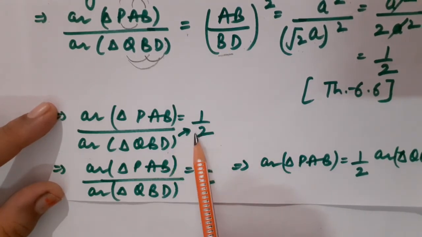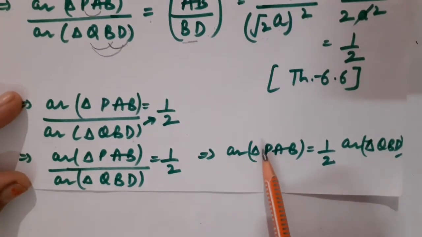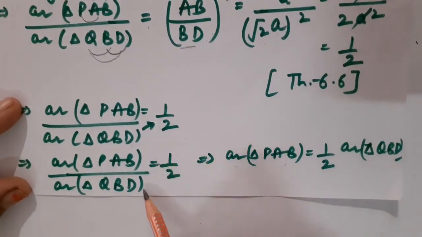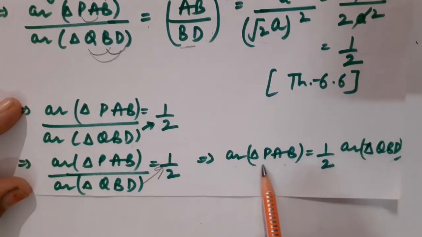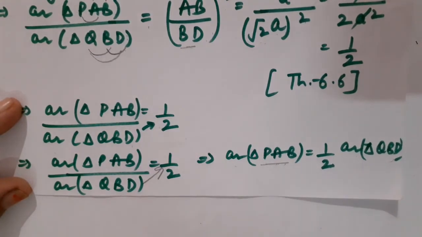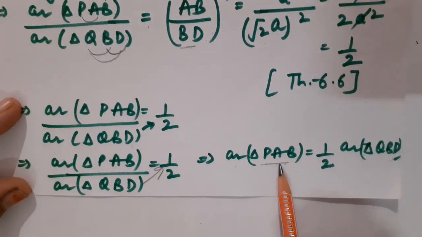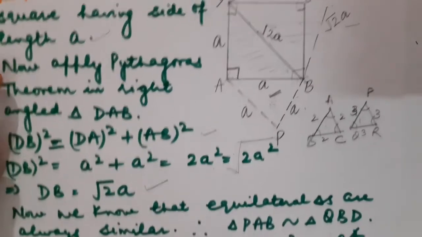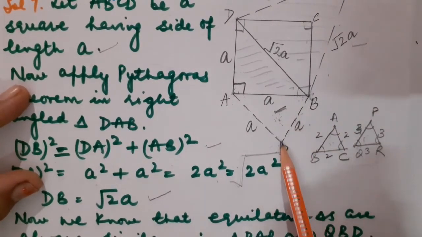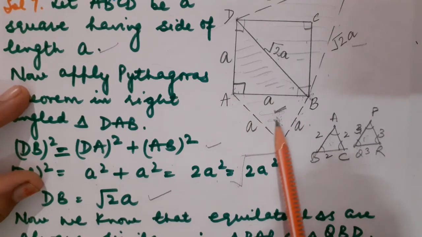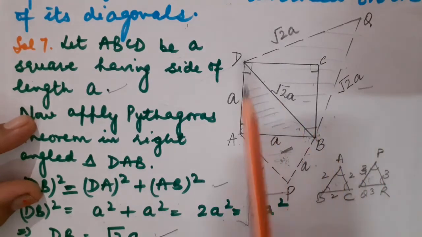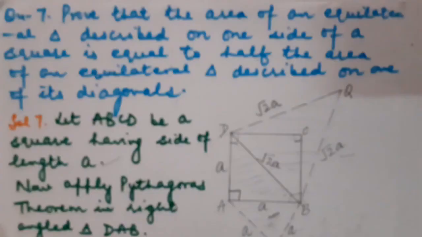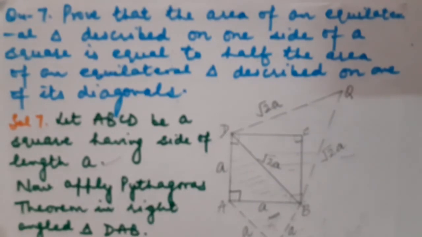Let us cross multiply. So while cross multiplying, I have got area of triangle PAB is half of area of triangle QBD. Let us check whether it is the smaller equilateral triangle which is described on the side of the square or not. So this is area of triangle PAB. Yes, it is appearing also from the diagram that this area is half of the area of triangle QBD. Understood, children? So hence proved.